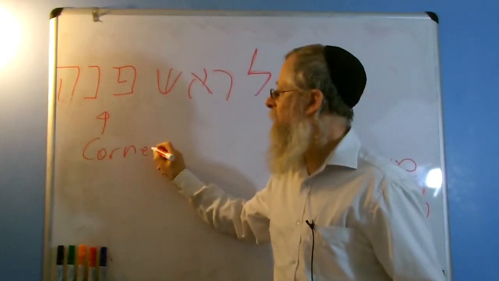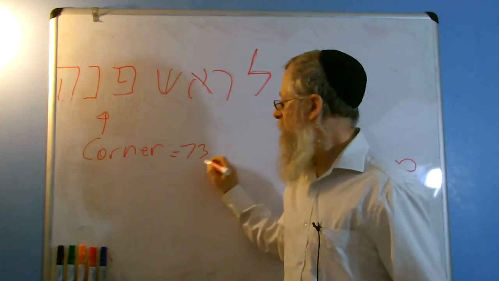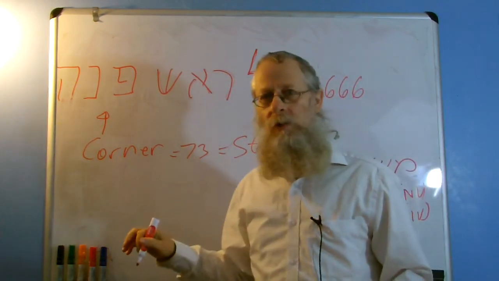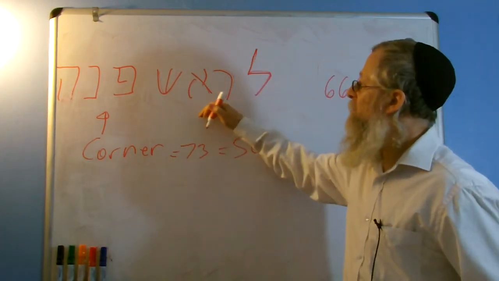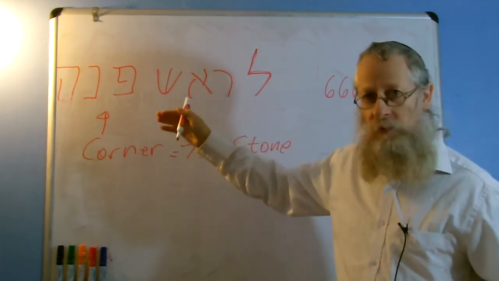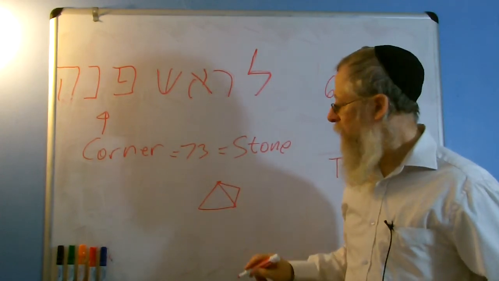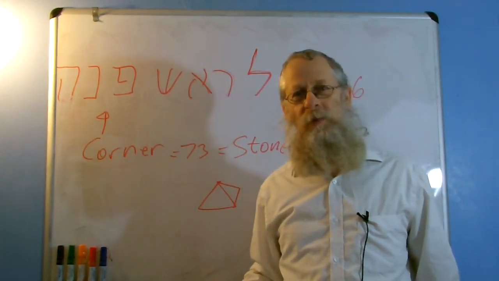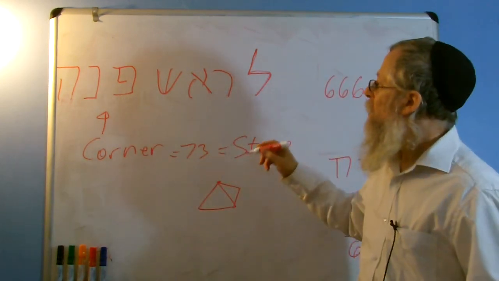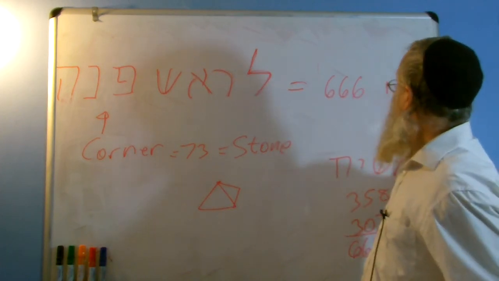There's our number now. Corner equals 73, right? Stone equals stone. There you are, I put a stone in the corner. Foundation stone. Rosh means head. Le Rosh Pinat means the head cornerstone. What is this cornerstone? It is the top of the pyramid, and it's become the Rosh Pinat. Rosh, that's 666 in the normal value.